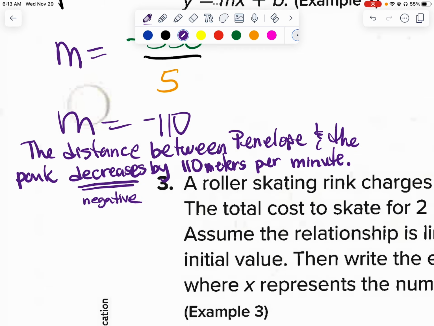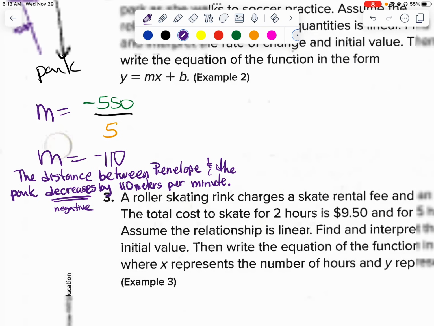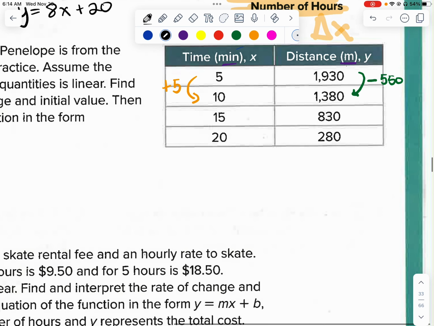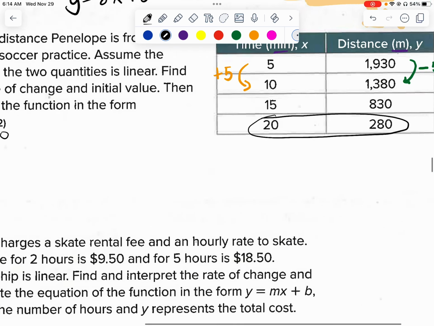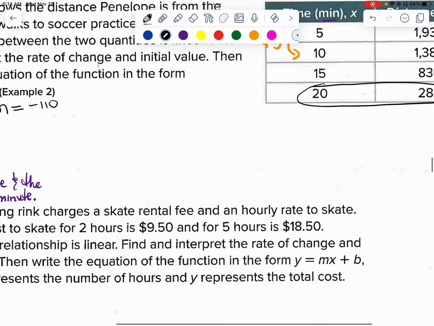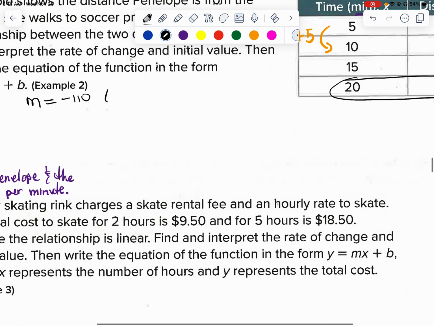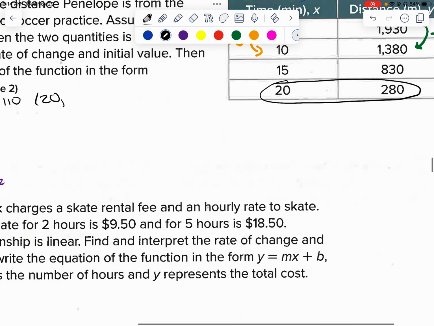So now I need to find my b value. Remember, the two things I need in order to find the b value are the slope, which we just found is negative 110, and a point. You can pick any one of these points here. I don't care which one. I'm actually going to pick this one right here. Why? I don't know. Just because. So this is the point 20, comma 280. Remembering this is my x value, this is my y value.